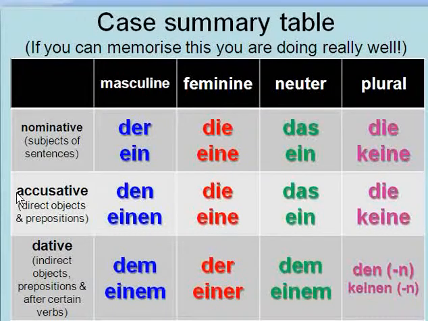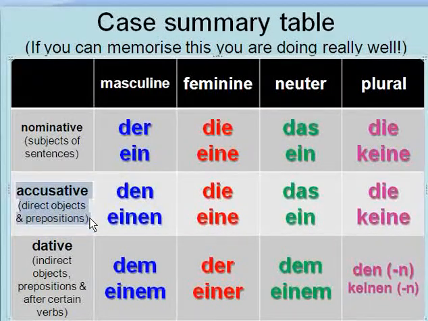For the accusative case, which is when you have direct objects and certain prepositions, the only change you'll notice is in the masculine, where der goes to den and ein goes to einen. All of the rest stay the same, so that makes it a bit easy.